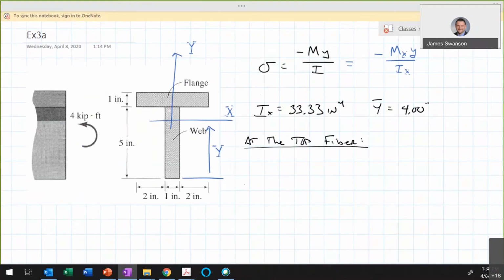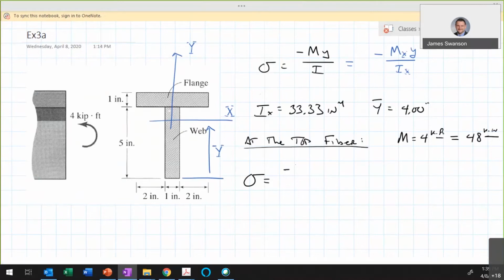we know that sigma is equal to minus M y over I. I'll preserve the minus sign right now and be kind of formal about that. The first thing we need is the moment M, and the moment is given to us as 4 kip feet. We're going to multiply that by a value of y in inches and divide by a value of I in inches to the 4th. So I'm going to convert the moment from 4 kip feet. If I multiply that by 12 inches per foot, that's 48 kip inches.